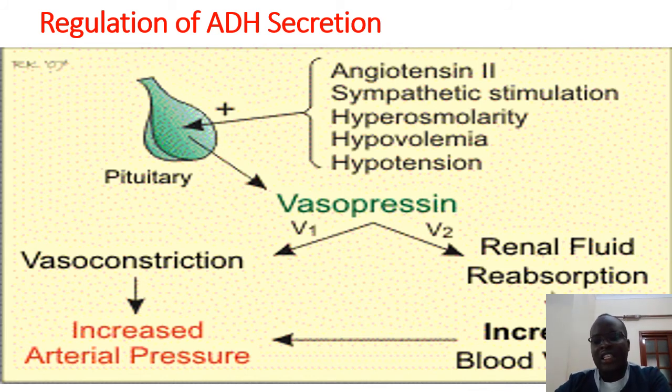On the other hand, it has an effect on the kidneys via the V2 receptors. It's called antidiuretic hormone, so it's going to increase reabsorption of fluids from the kidney nephron. Then the blood volume is going to increase, because if you are reabsorbing a lot of water, that will add on to the volume of plasma or blood. That in itself can also cause an increase in arterial blood pressure.